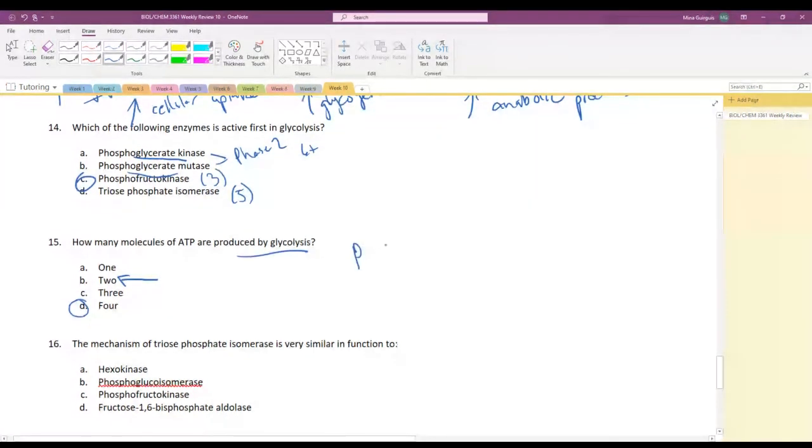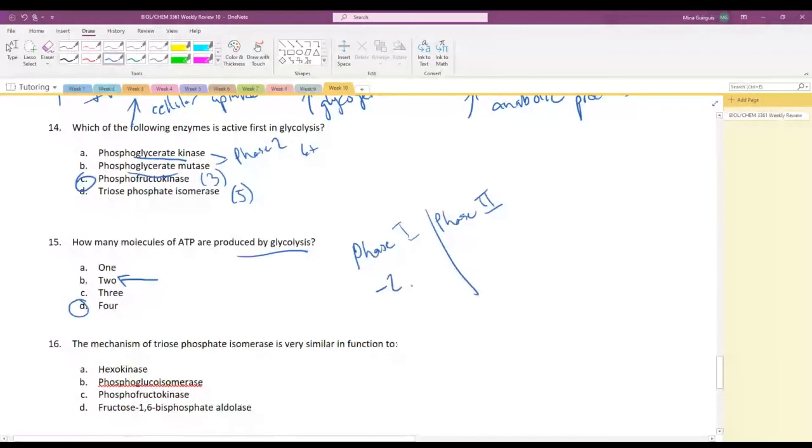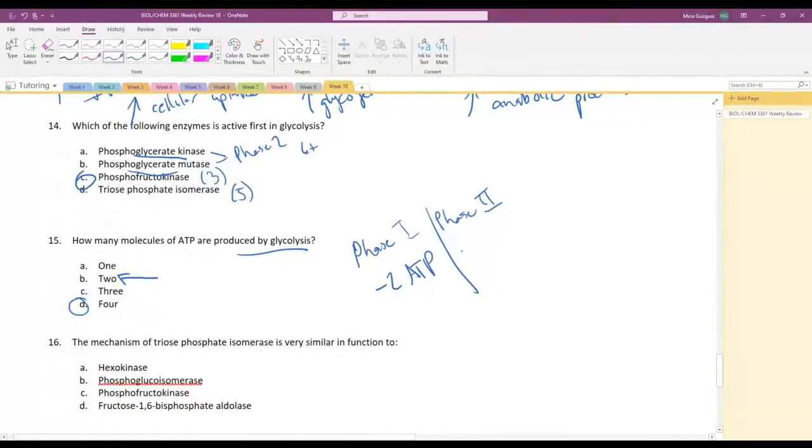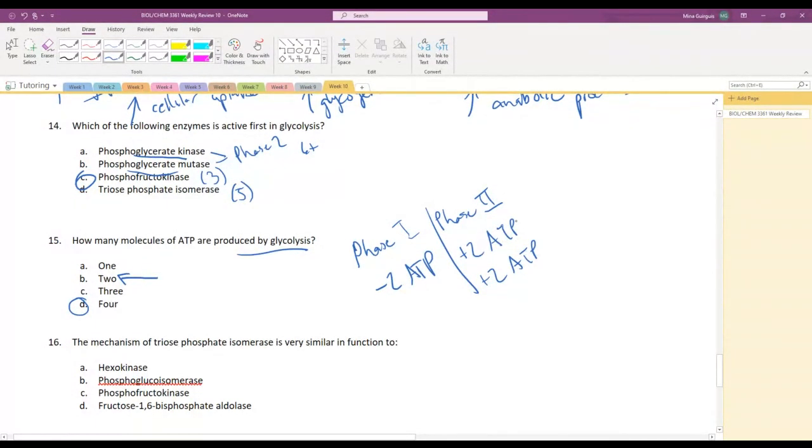Phase 2, like let's split this into phases. Phase 1 and phase 2. Phase 1, we use 2 ATP. Phase 2, reaction 7 gives us 2 ATP. Reaction 10 gives us 2 ATP. And those are the phosphoglycerate kinase and the pyruvate kinase reactions, respectively, for phase 2. Phase 1, it is hexokinase and phosphofructokinase. Sorry, I should have mentioned those. Well, we're getting a net of 2.